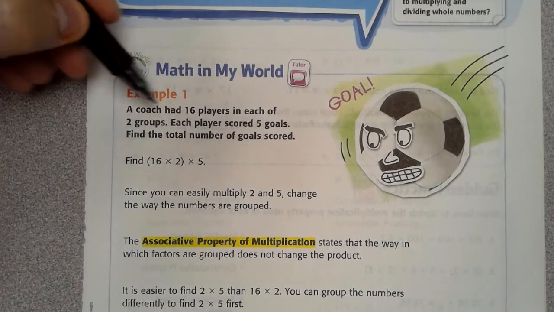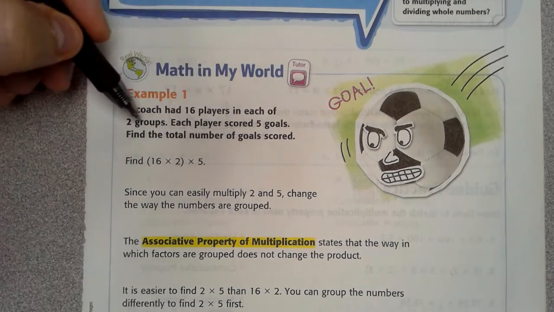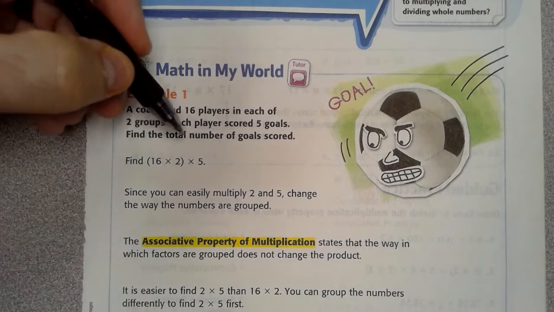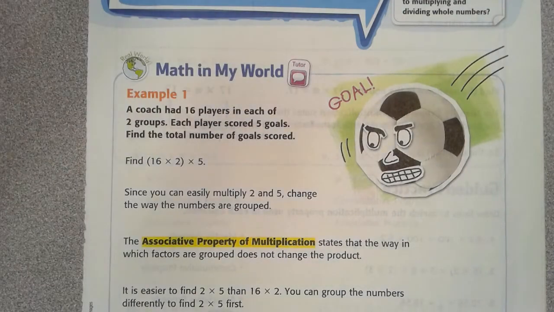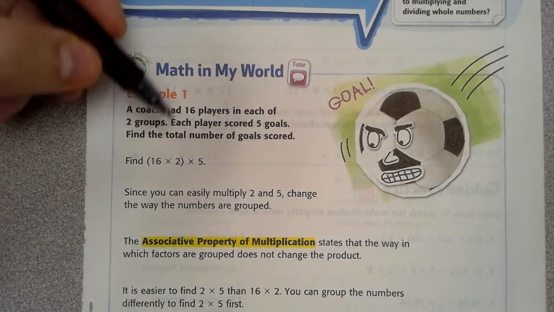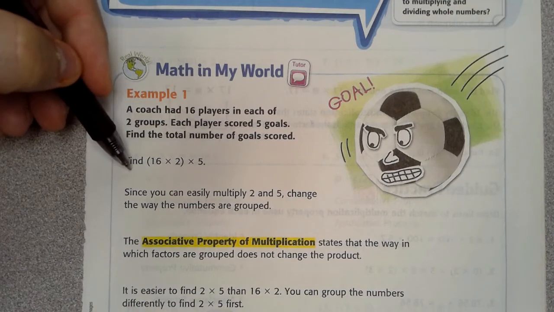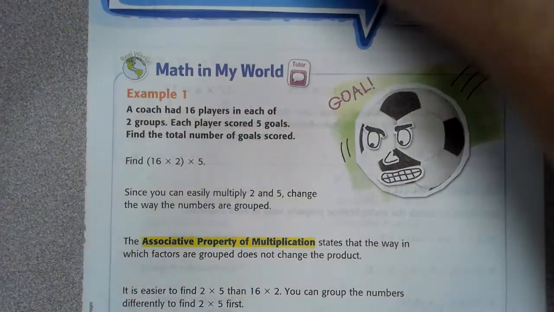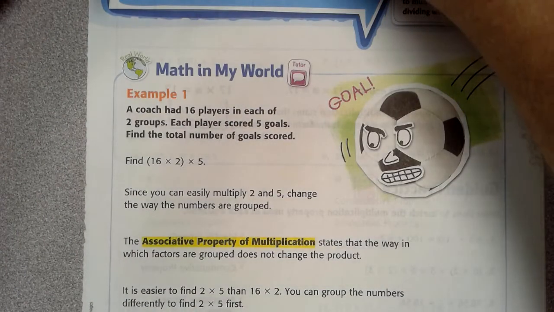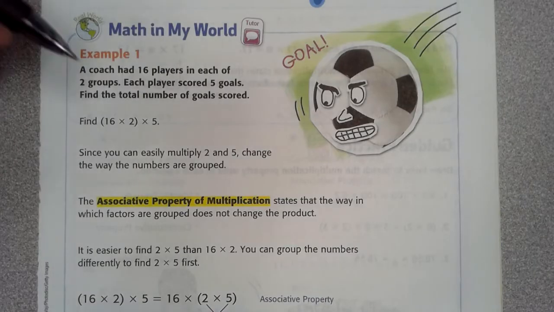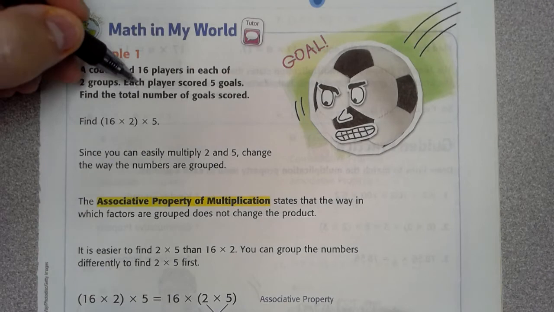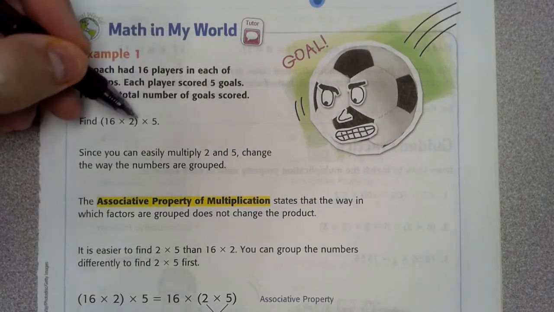Math in My World, example 1. A coach had 16 players in each of 2 groups. Each group scored 5 goals. Find the total number of goals scored. So the first thing we have to find is 16 times 2. So we're looking for 16 times 2 times 5, because we have 16 players in 2 groups, and if each scored 5, we're taking 16 times 2 times 5.